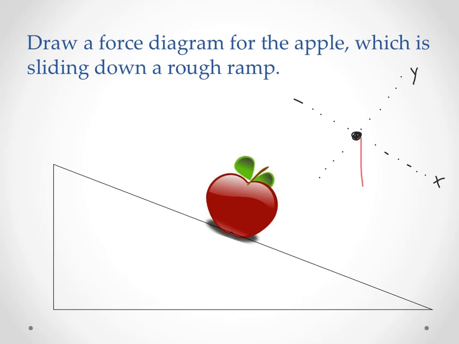Now, force of gravity still always pulls straight down, even though the object's on a slanted surface. But this time, the normal force is going to be perpendicular to the surface. So instead of going straight up, it's going to go perpendicular to the surface, which I drew as a dotted line. I also know it's sliding down a rough ramp, so that means that the force of friction is acting between the apple and the ramp. So it's going to go along this axis, the force of friction.